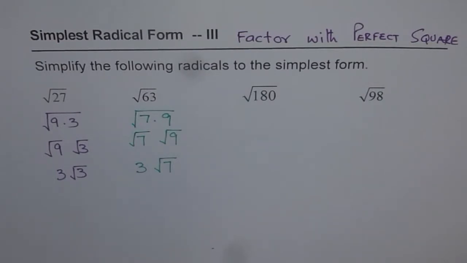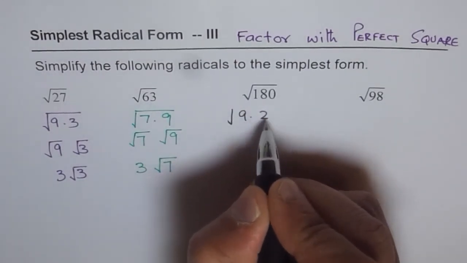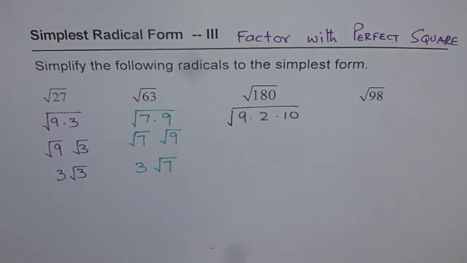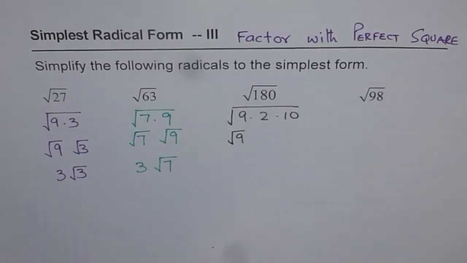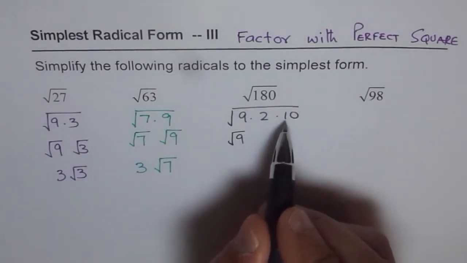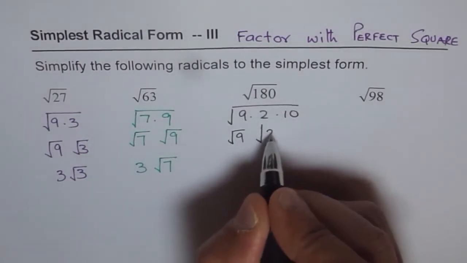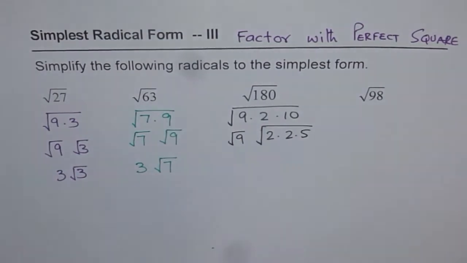180 square root. Now 180 could be written as 9 times 2 is 18, and 18 times 10 is 180. So sometimes you may have to break down into number of factors, whichever you find convenient. Now 9 is a perfect square. Square root of 9 is just the number 3. So that's fine. How about 2 times 10? 2 times 10 is 20, or we can write 10 as 2 times 5. So let's do that. So we can write this as 2 times 5. So that's another way of breaking it up.